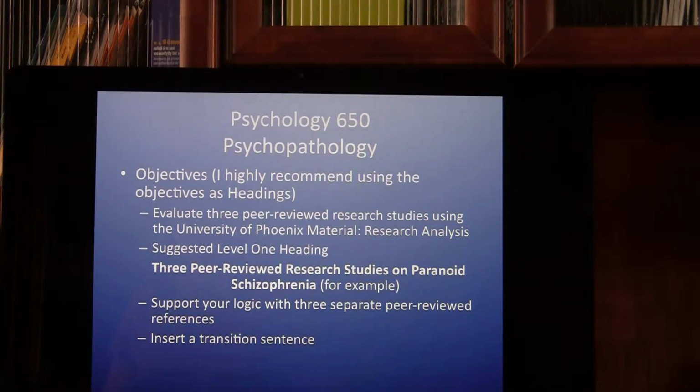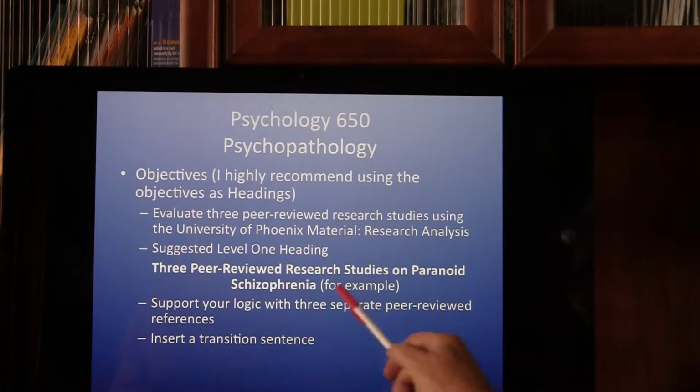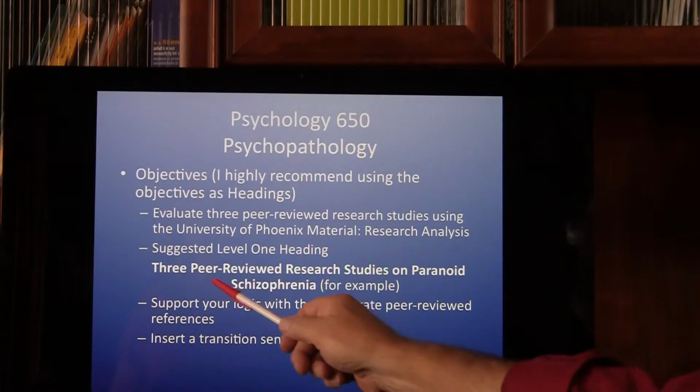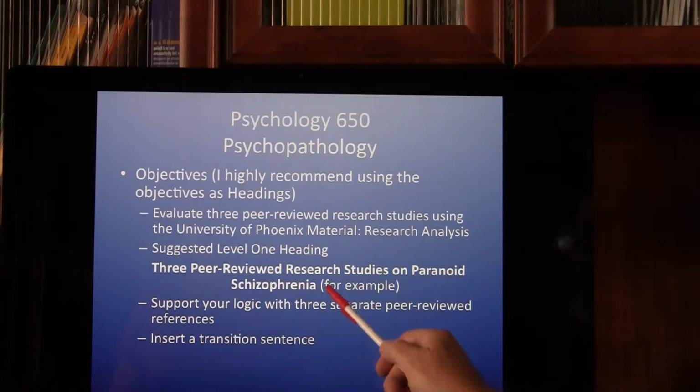Each objective needs to be turned into a heading, and this is how I would recommend that you do that for this particular assignment. The first objective reads, evaluate 3 peer-reviewed research studies using the University of Phoenix material research analysis. This is how I would turn that into an objective. I would write 3 peer-reviewed research studies on paranoid schizophrenia, for example. You could put 3 peer-reviewed research studies on dissociative identity disorder if that's the way you want to go. Please make sure that you don't put, for example, in here. I just have this in here as a reference for you.